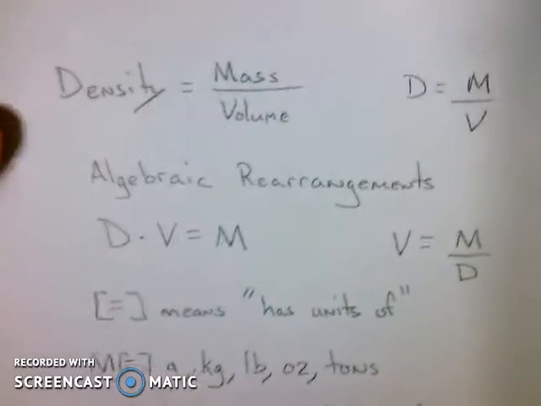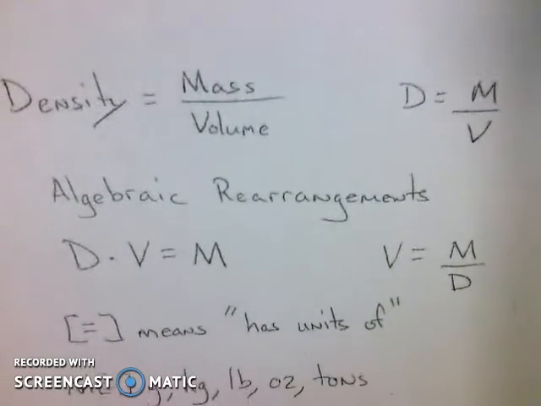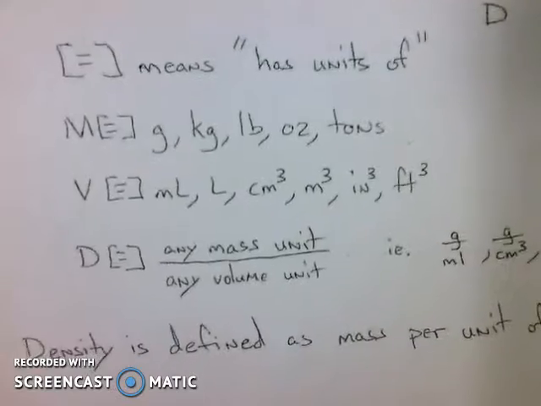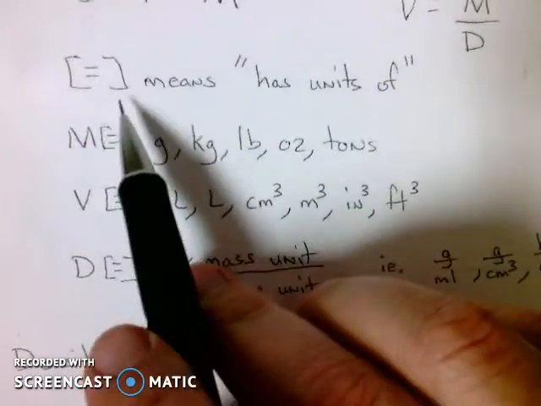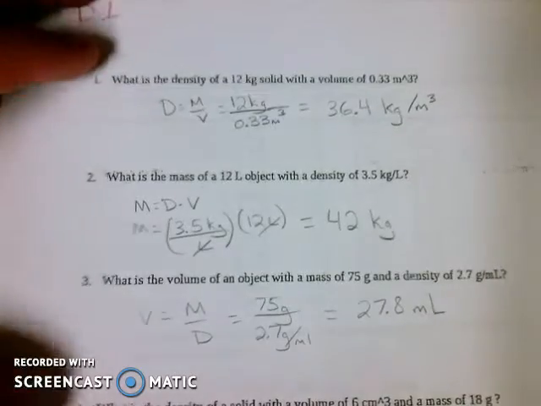Before I do that, though, I'm going to show you this sheet right here that is in your notes. You can access it. We went over this together in class. Remember, this means units of. And density is defined as mass per unit volume. It's in your notes.